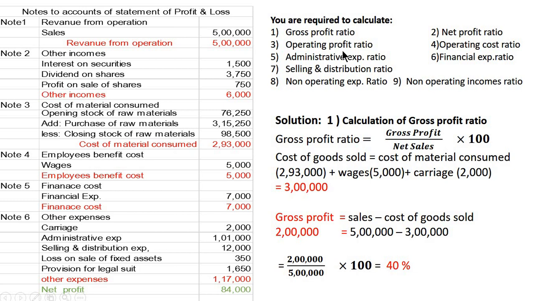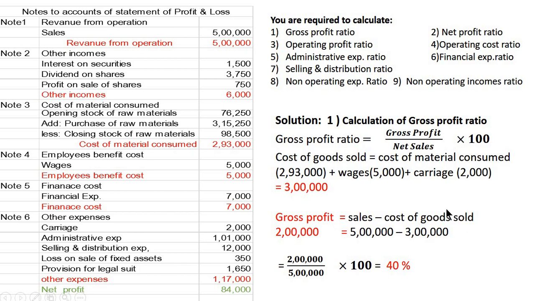Let us see the first one, gross profit ratio. The formula for gross profit ratio is gross profit divided by net sales into 100. Here in the information, gross profit is not given. We have to calculate the gross profit. The formula for gross profit is sales minus cost of goods sold.